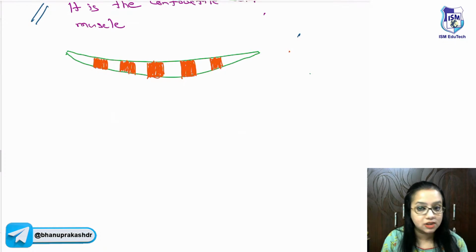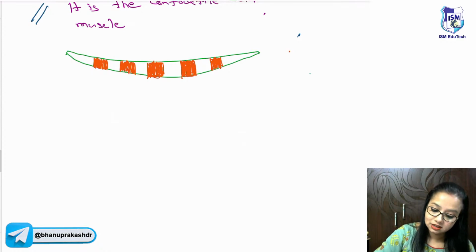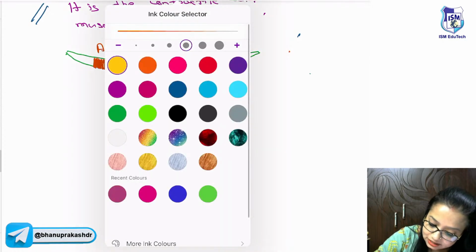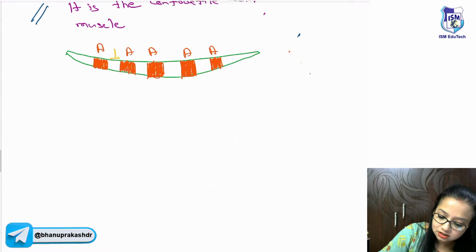Why? Because of the refractive index, following the principle of physics, that and all we don't have to bug our heads with. What we have to remember is that the darker area is called the A region, and the lighter areas are called the I region.